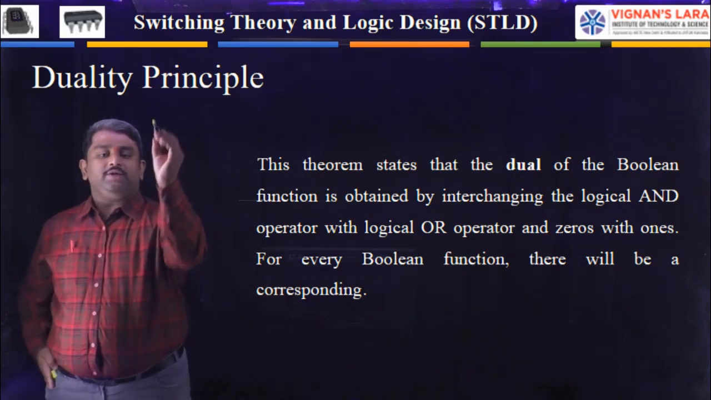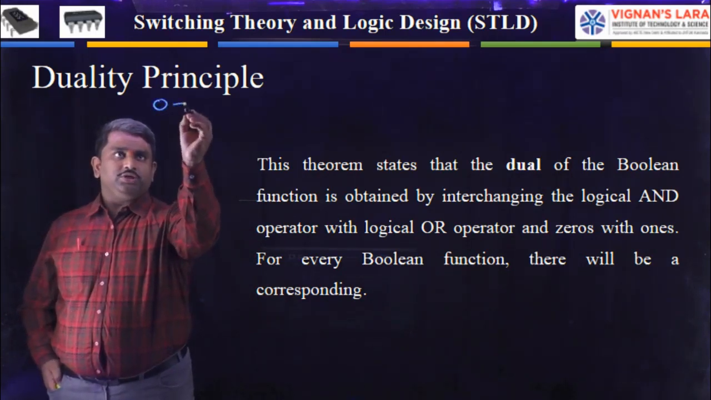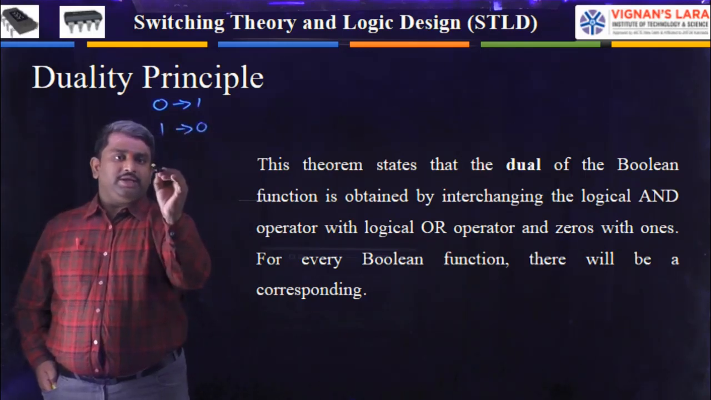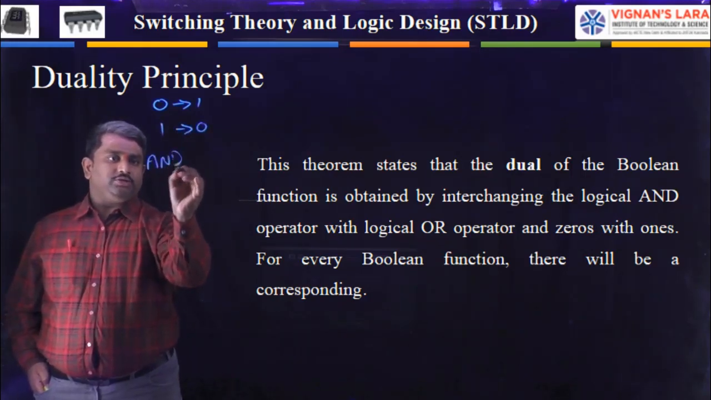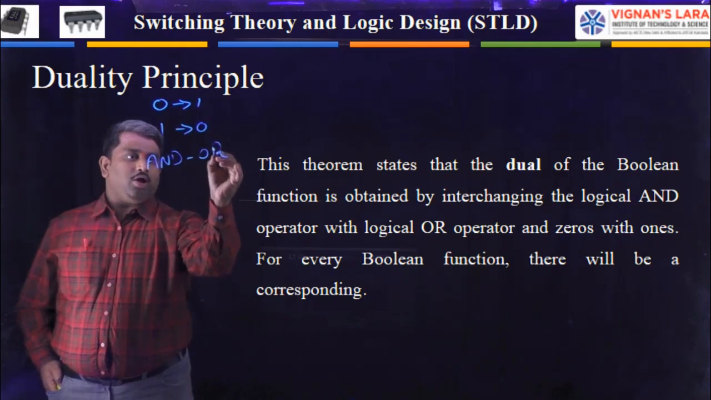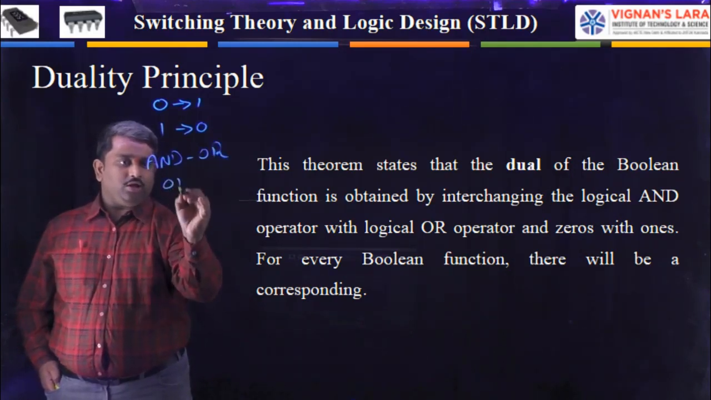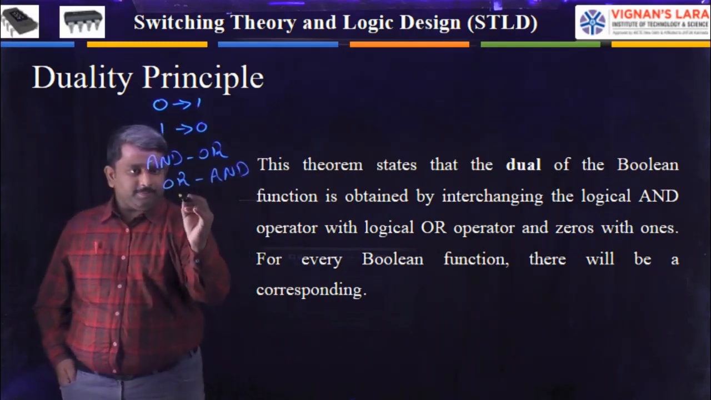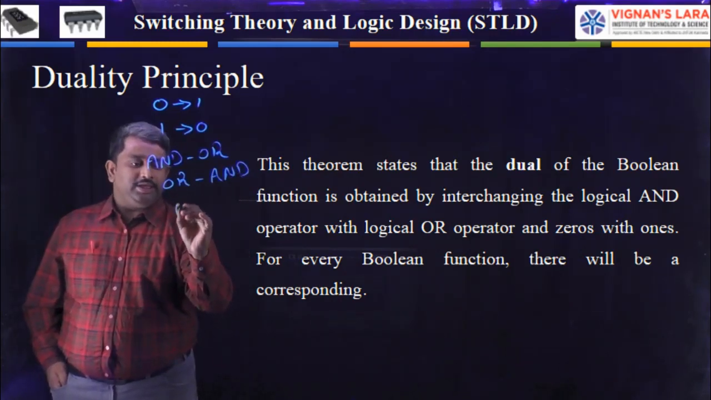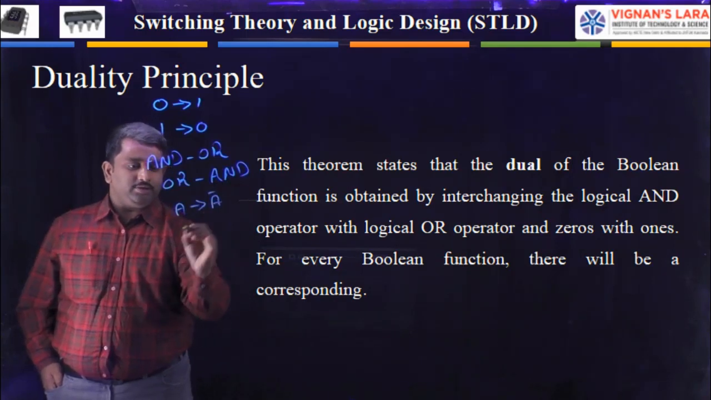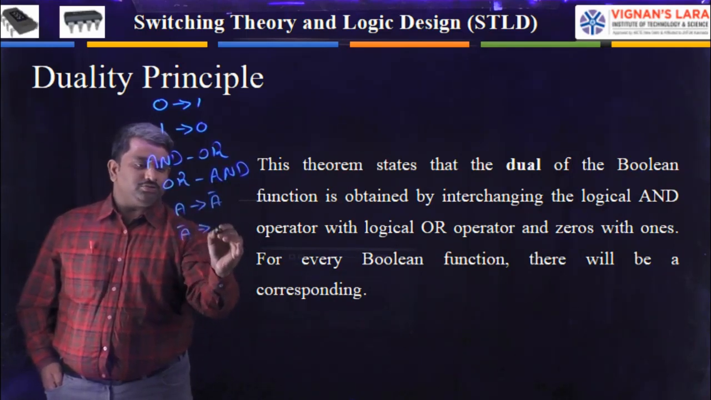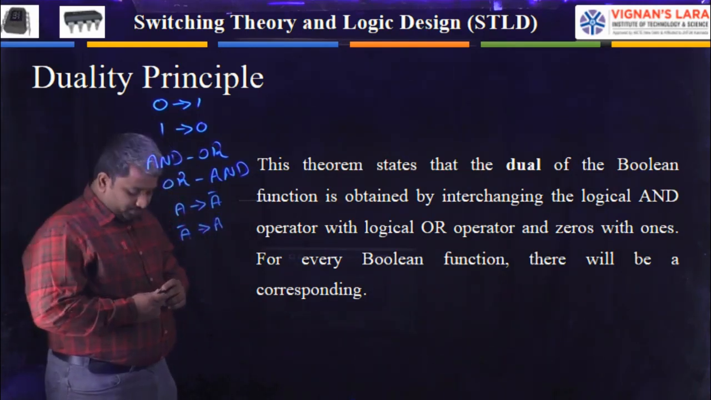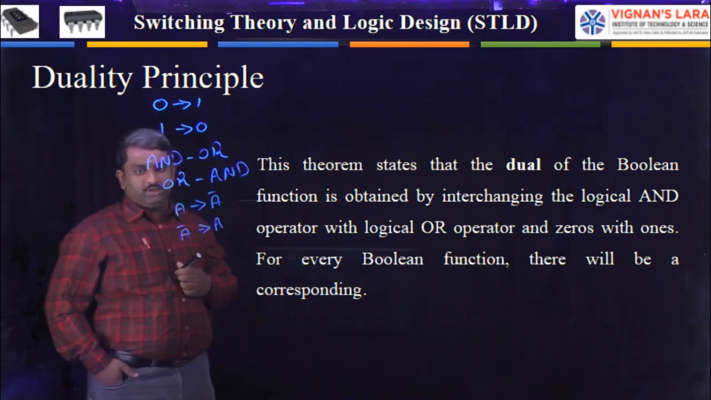So coming to here, 0 changes to 1. Next, 1 changes to 0. Next, the AND operation changes to the OR operation. Next, the OR operation changes to AND. Next, A changes to A bar, and A bar changes to A. So in this way, we have different types of conversions in De Morgan's property.